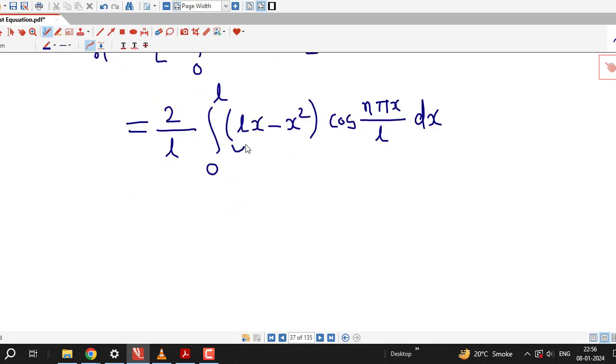And now we integrate by using the general formula for integration by parts. We consider u equal to Lx minus x square and v equal to cosine of n pi x over L.